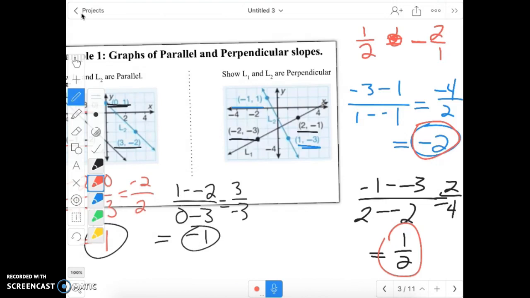So we could write that negative 2 as negative 2 over 1, just to show even more that that would be a reciprocal like I did up there. So those would be perpendicular to one another.